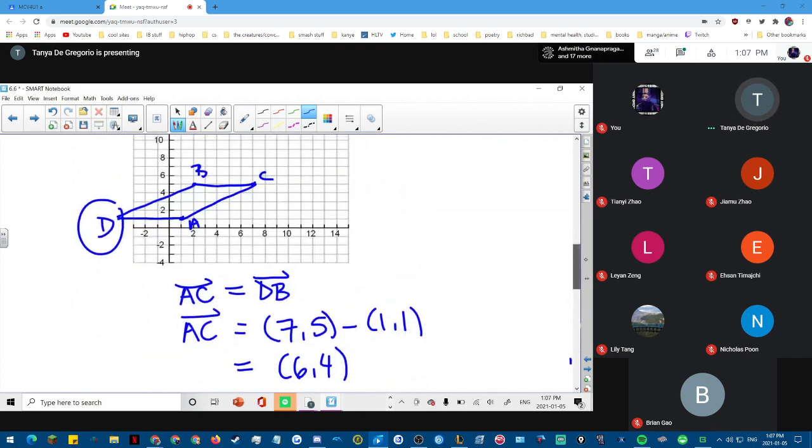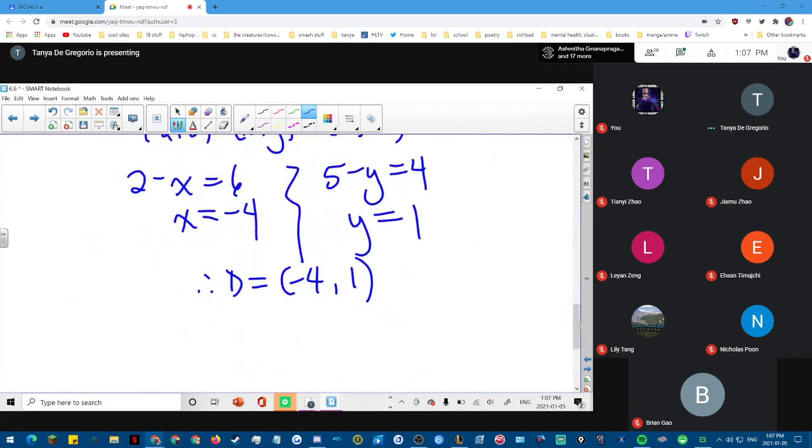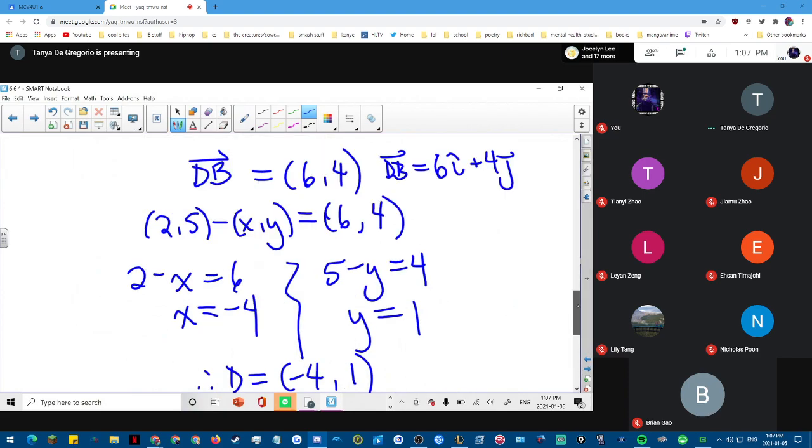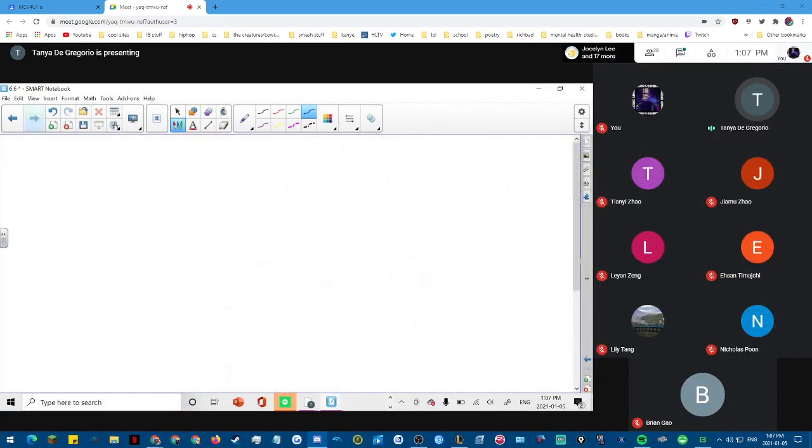If I wrote this here in standard basis form, now I'm talking about the position vector OD, which brings me to that coordinate. Yes, I would be talking about this. Do you guys see that? Okay. Alrighty, so guys, that's it for this section.